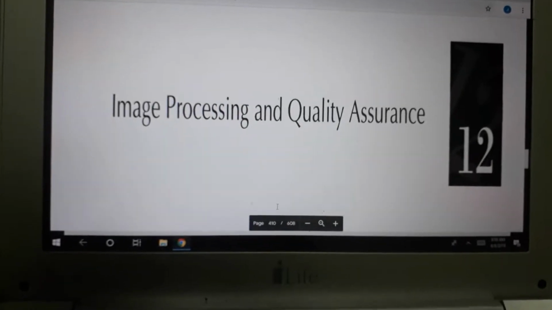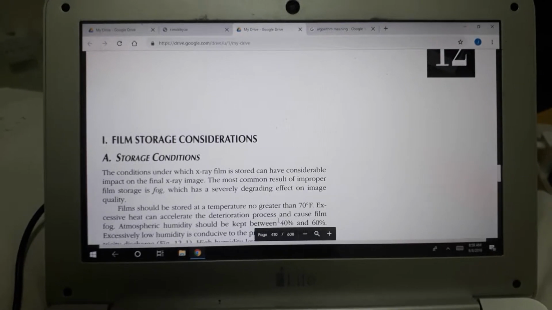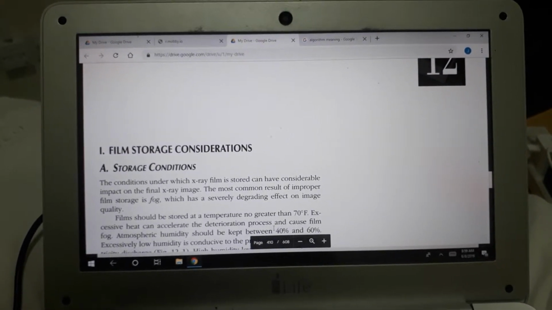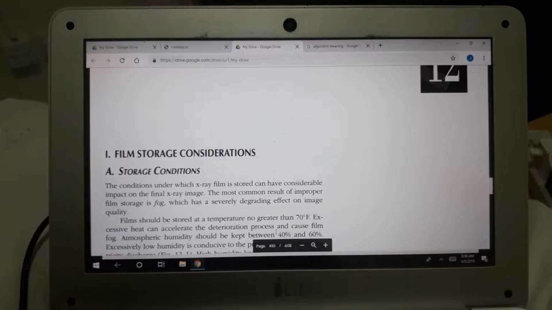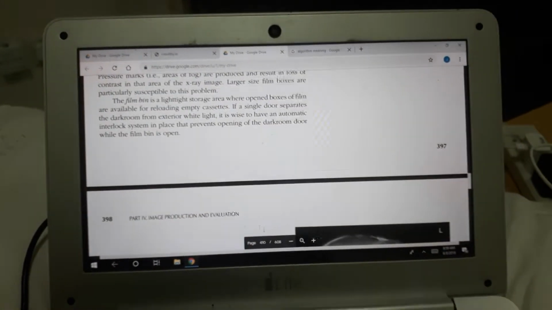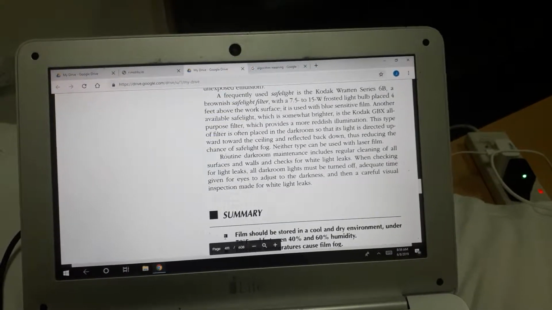This is the 12th lesson, image processing and quality assurance. First, film storage conditions. A. Storage condition. B. Safe light illumination.